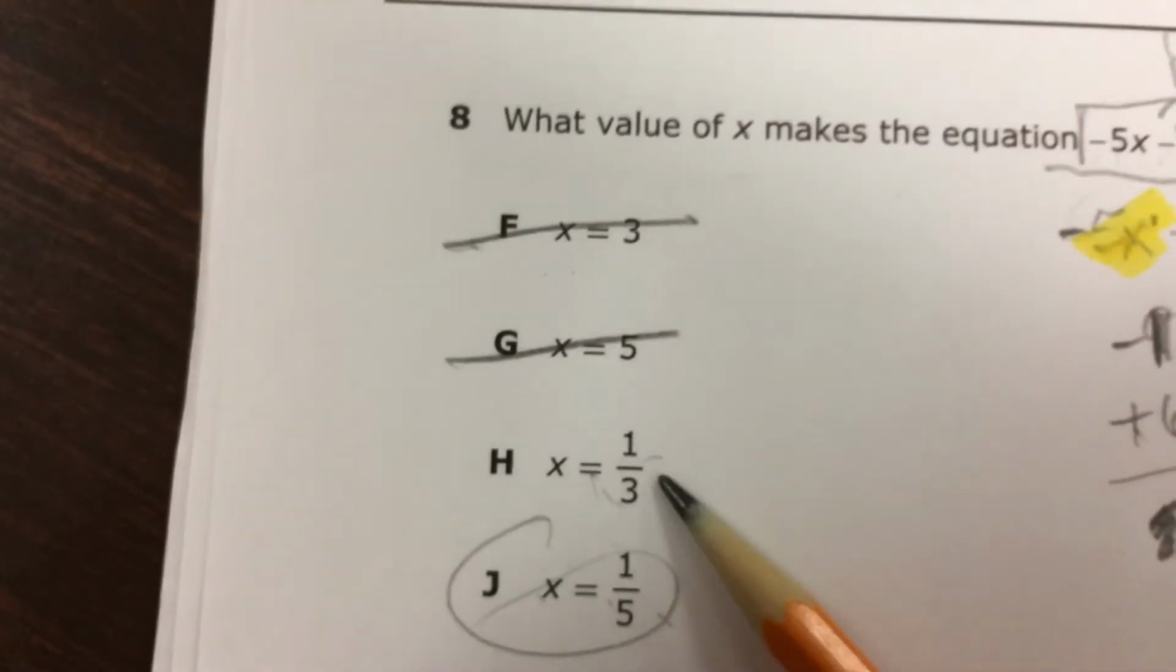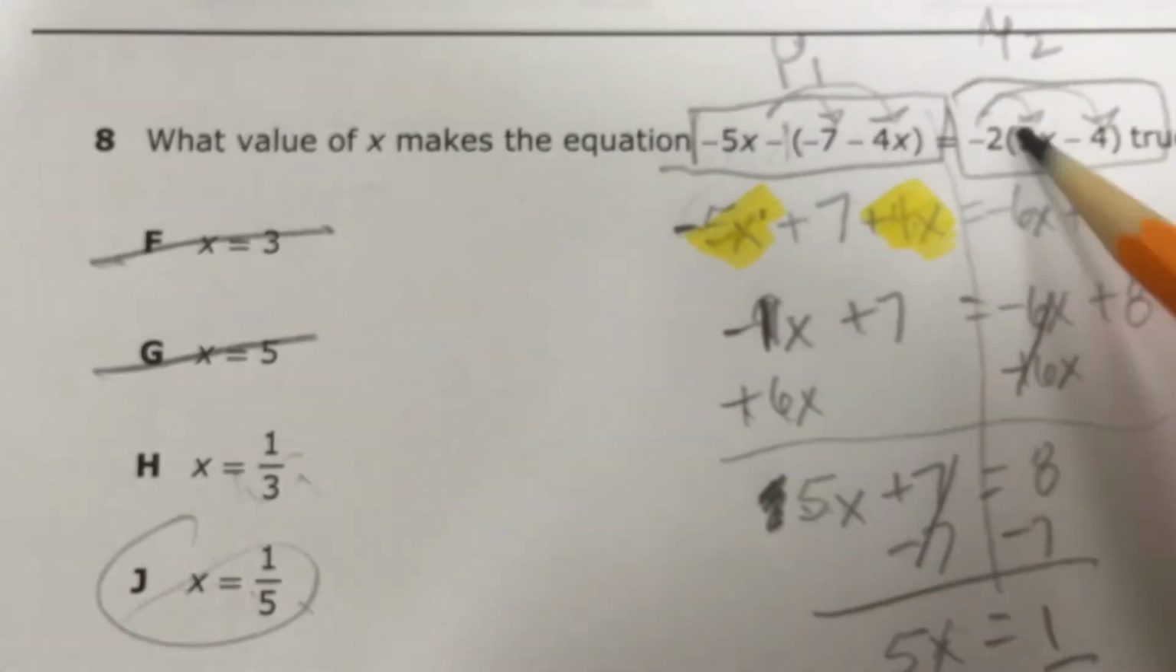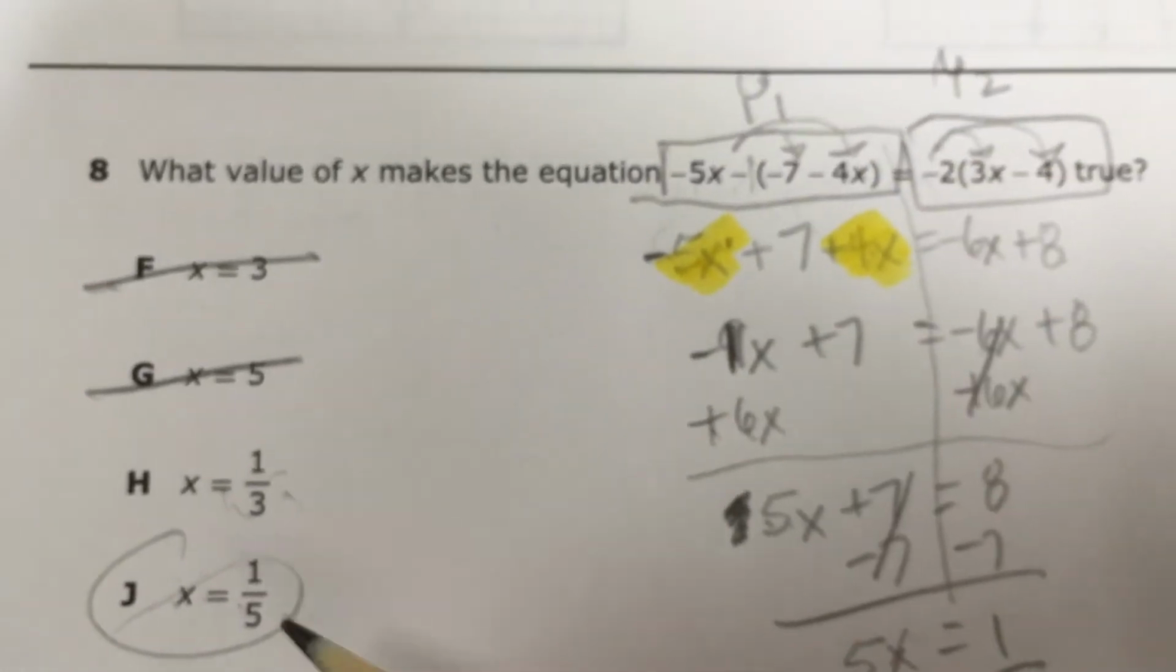So from there, we could take each one of these x numbers and plug them in. I could have taken 1/3 and plugged it in for x, and if it didn't make both of these sides equal to each other, then I knew that there's only one answer choice left.